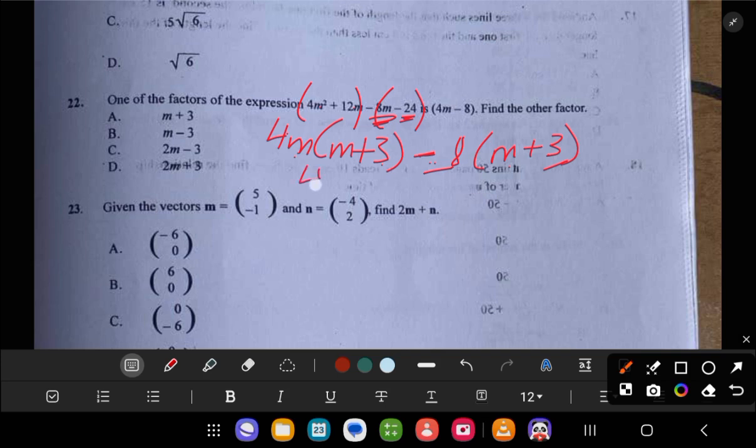So we have 4m minus 8. Realize that the 4m minus 8, which is here, that's it. So the other factor is m plus 3. So the answer to question 22 is A.